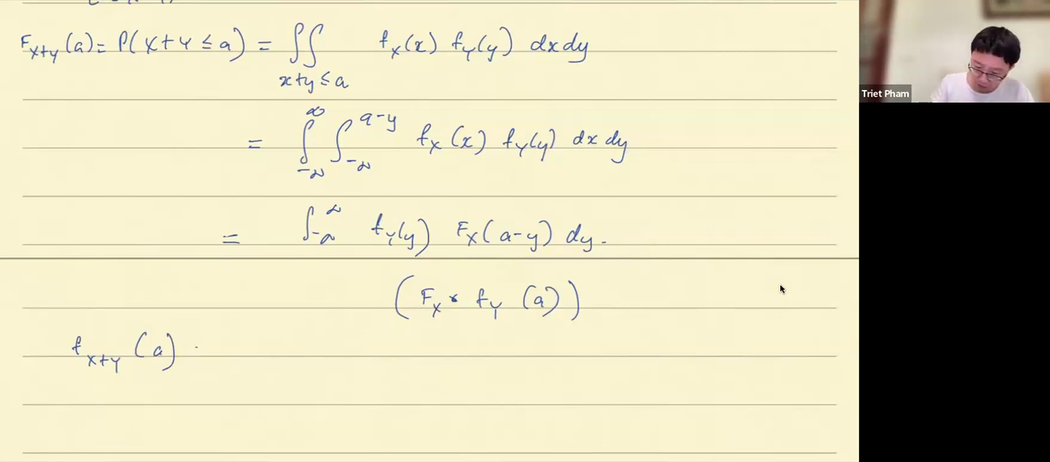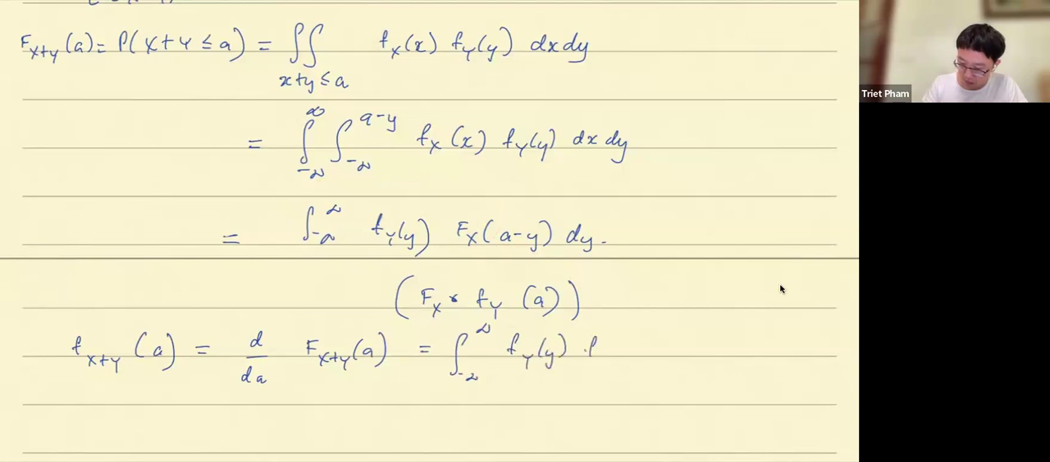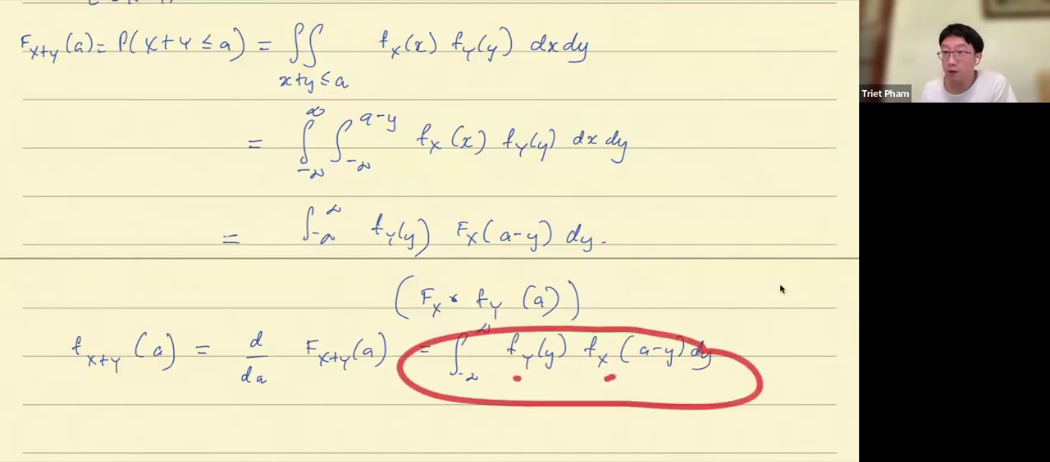Yeah. So this would be the derivative with respect to a of the CDF. Okay, and where does a appear? A only appears here. So you can pass the differentiation inside the integral, and differentiating this will give you the PDF. And again, a moment of triumph. This is the convolution of the two PDFs.